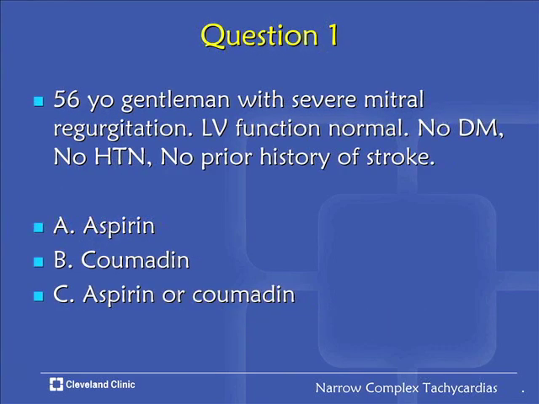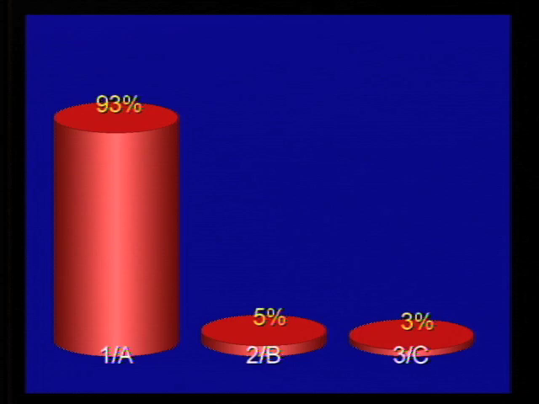You have to remember. So let's ask ourselves some questions about atrial fibrillation. A 56-year-old gentleman with severe mitral regurgitation, left ventricular function is normal, no diabetes mellitus or hypertension, no prior history of stroke. Are you going to give them aspirin, Coumadin, or aspirin or Coumadin? Excellent. We're going to vote. Aspirin. I completely agree. Patient's CHADS score is zero. We said that mitral regurgitation actually is not a risk for stroke, and some report it may even be protective for stroke, but we're not sure.